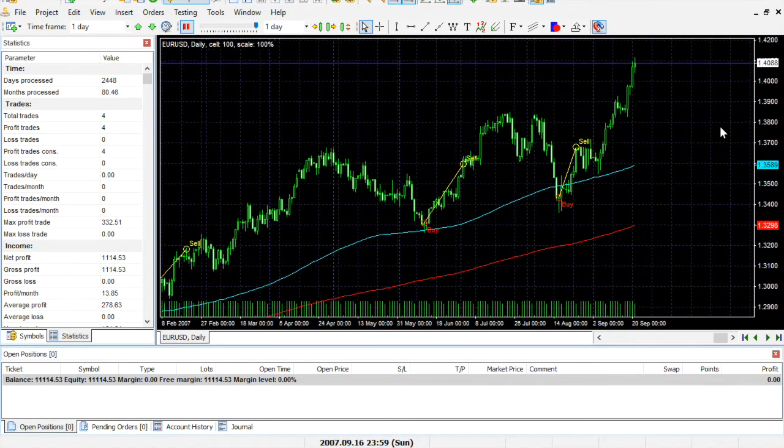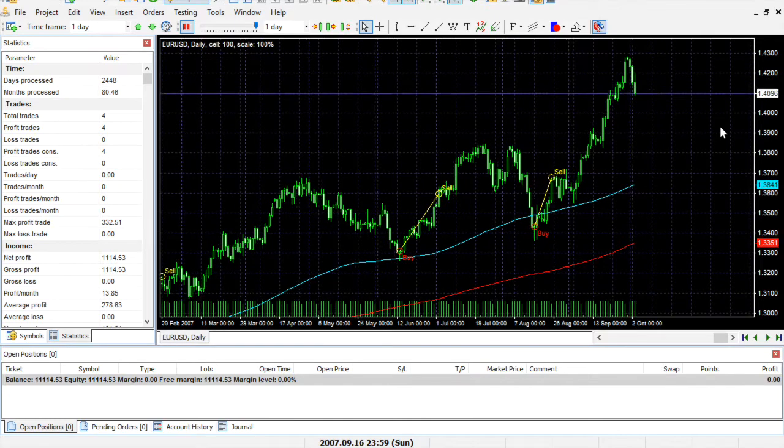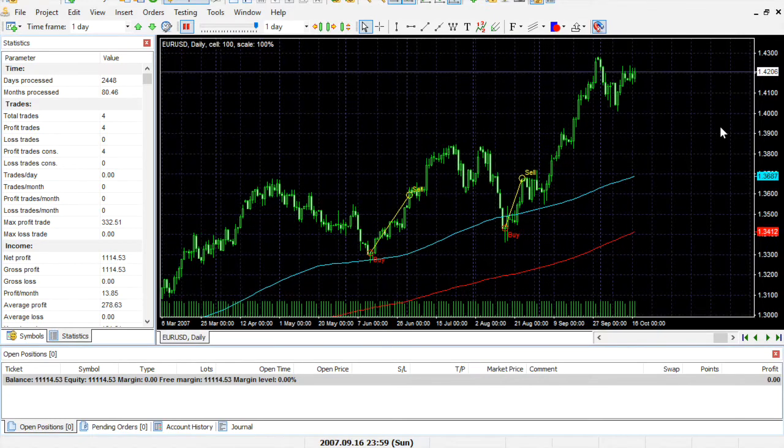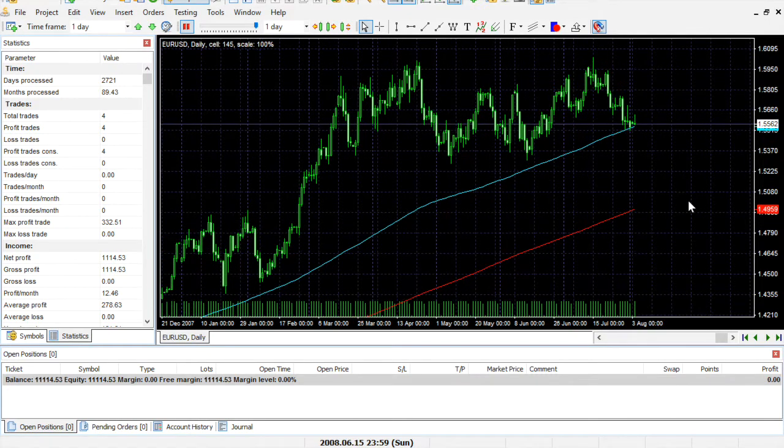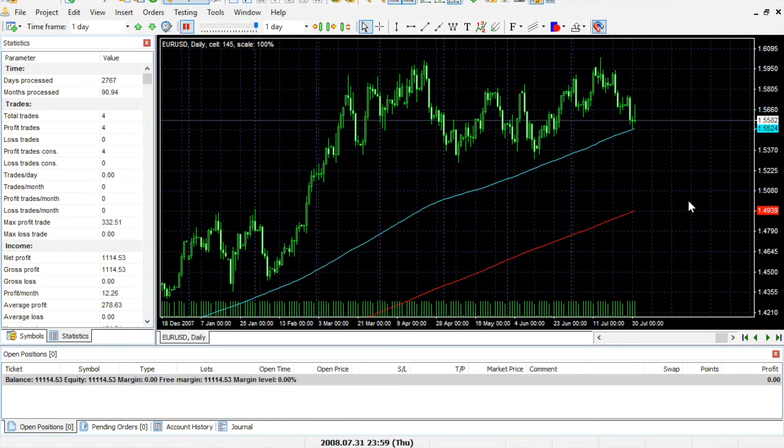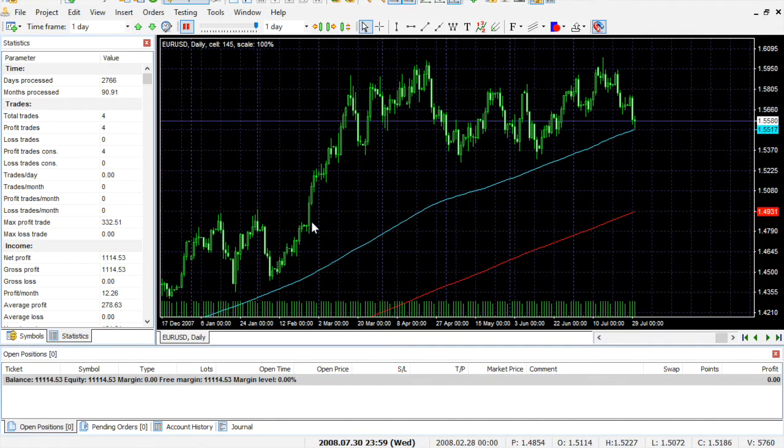Okay, so if price retraces back down now to the blue line, I would take another trade at that. Okay, so here would be my next entry.